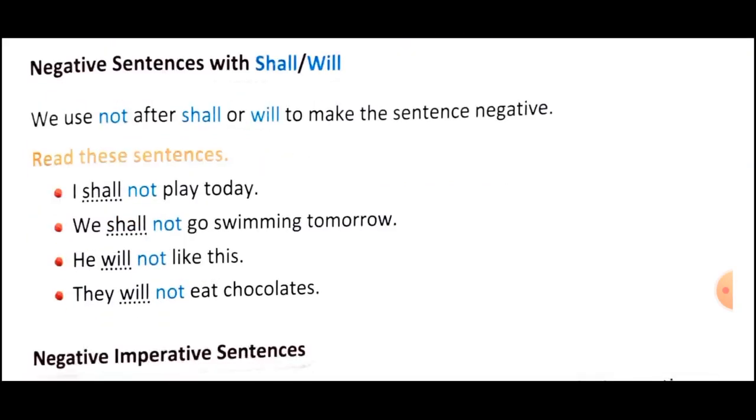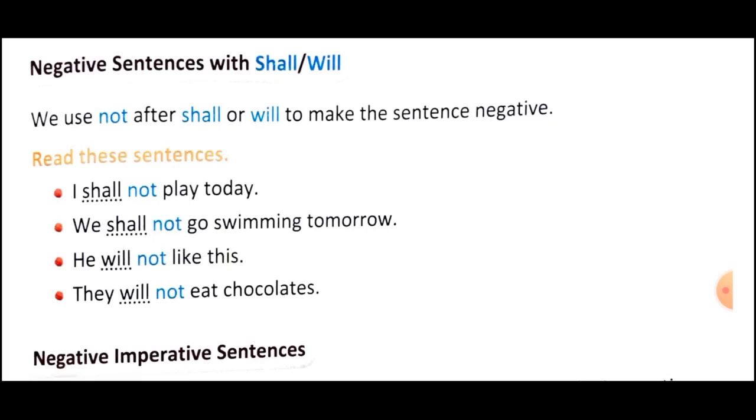So you just have to add not after shall and will. First, where and when you have to add shall and will. With I and we, shall will be written, and with all other subjects such as he, she, it, they, will is added. So now let's see the examples of these sentences.